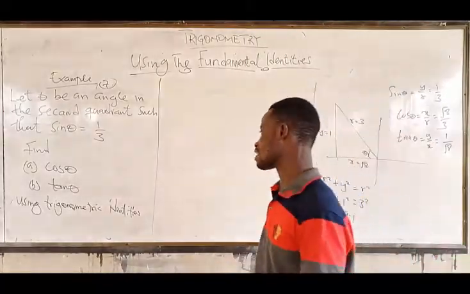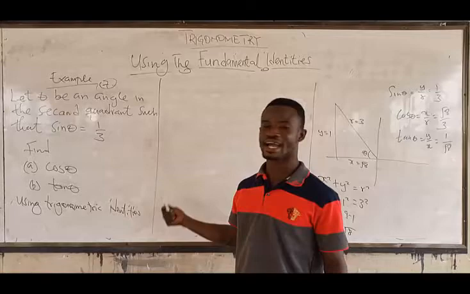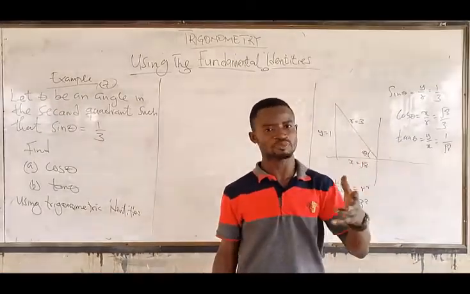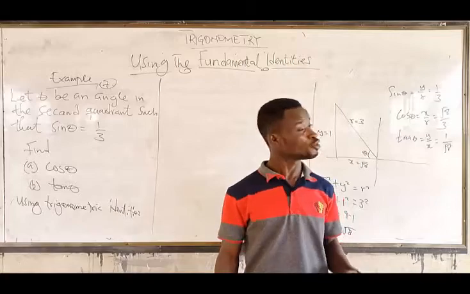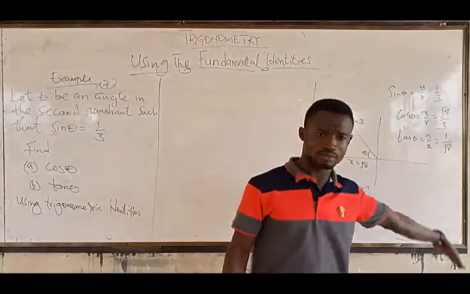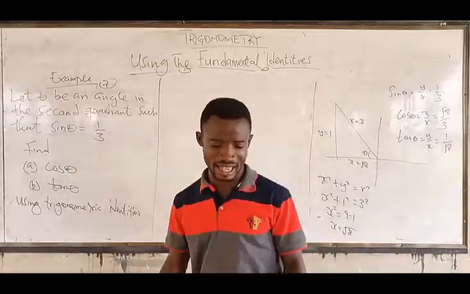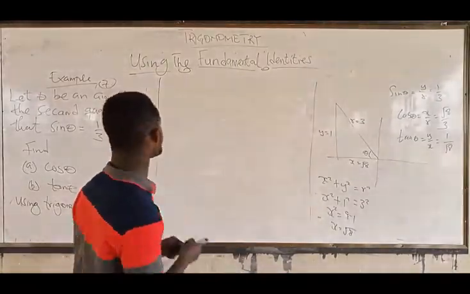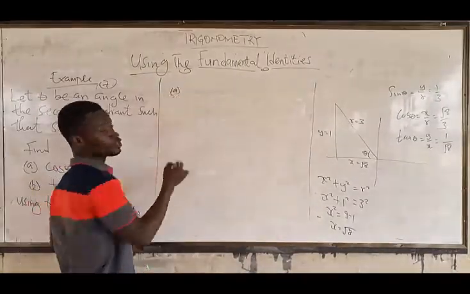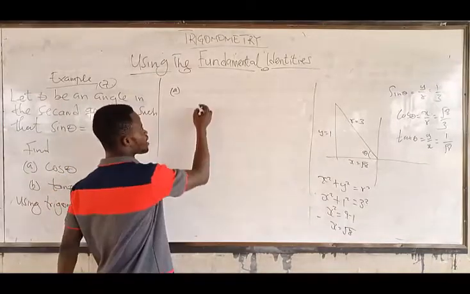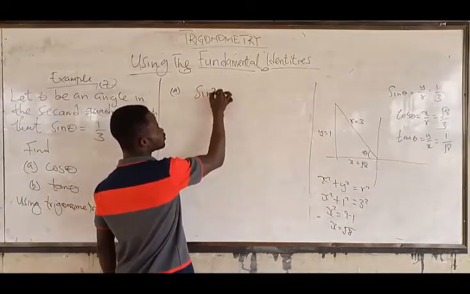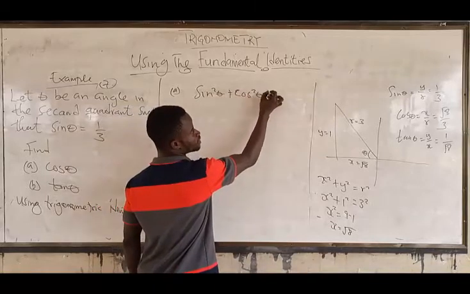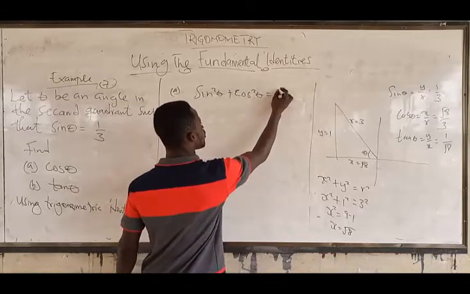But that is not what we want you to use here. From the question, it says using the trigonometric identities, but not this. When you do this, well, it depends on the examiner, alright? But for me, I'll mark you down because that's not the method we are looking for. So you have to use the trigonometric identity. From the Pythagorean identity, we know that sin squared theta plus cos squared theta is equal to 1.